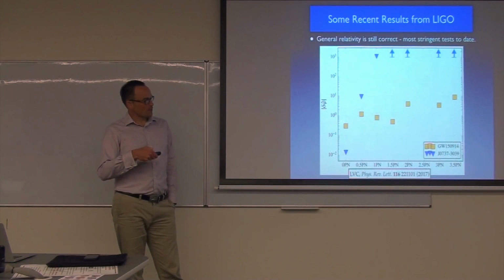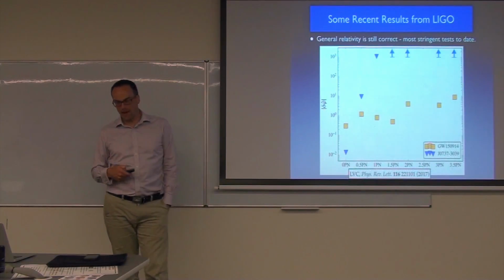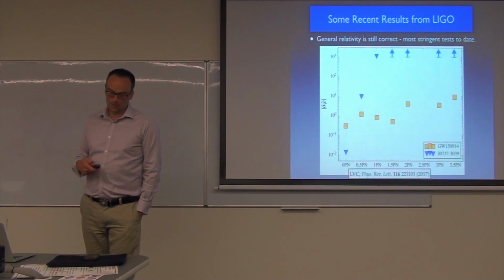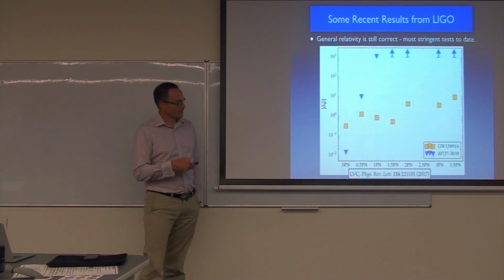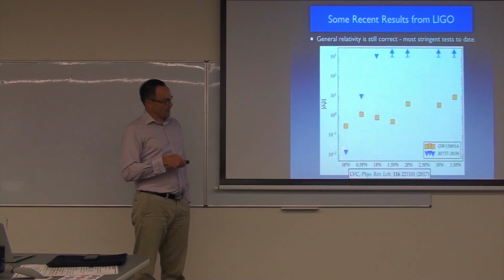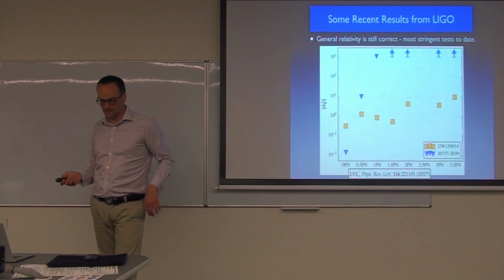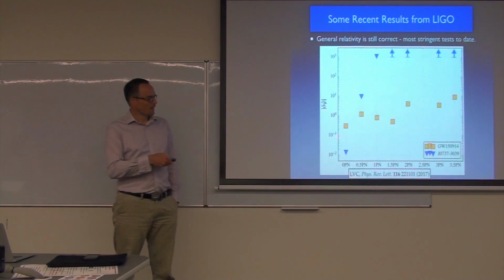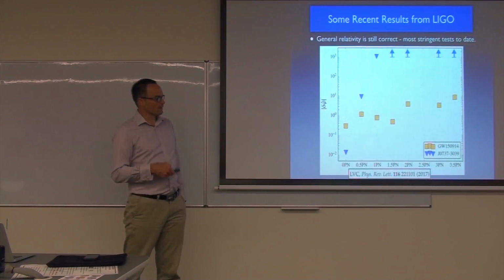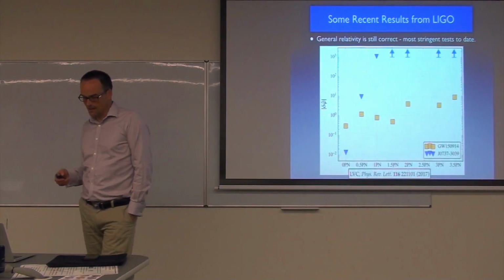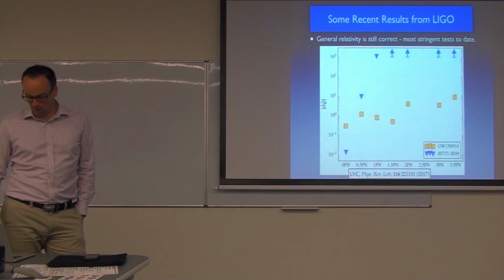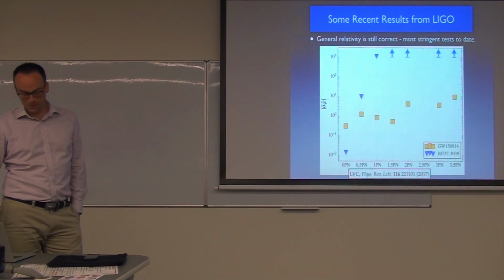These yellow squares are the bounds that were placed from GW150914, and the blue triangles indicate bounds that have been placed from observations of binary pulsars prior to that. Okay, so with the exception of the 0 PN correction, which is a very weak field, and so we're not really probing that in observing GW150914, we beat the pulsar bounds everywhere with this first event, and similar constraints have been placed using subsequent systems.